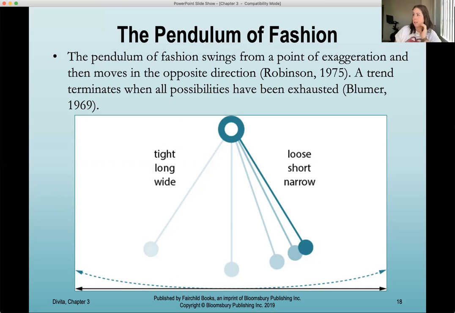All right, that's the end of chapter 3. Please read the chapter. It's very important for you guys to understand the concepts, be able to put them into context, and know the terms out of the chapter.